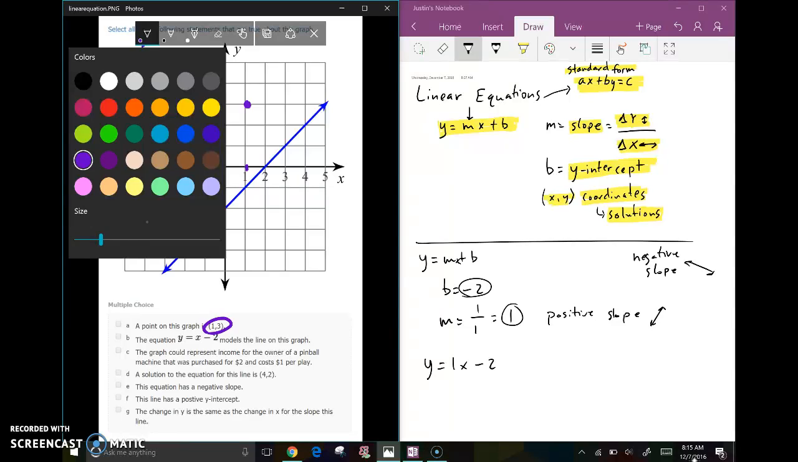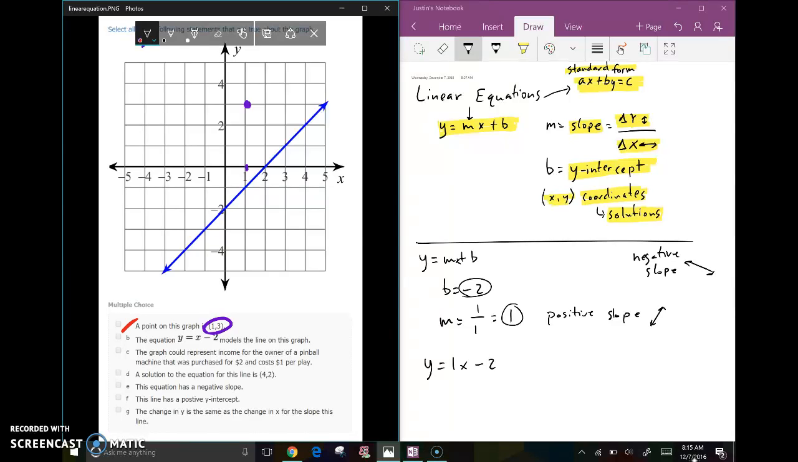I'm going to go ahead and put that this is not an answer, because that is not a point on the graph. A point on the graph is implying a point on the line. The equation y equals x minus 2 models the line of this graph. Well, if you look at the equation that we made, we have y equals 1x minus 2, and we know that 1 times x is x, so y equals x minus 2. So yes, it does. This is good.